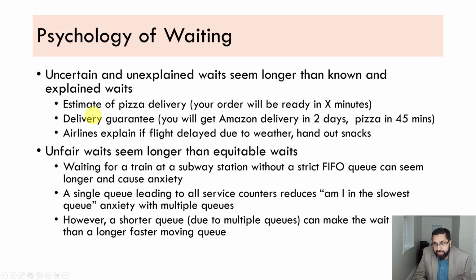Uncertain and unexplained waits seem longer than known and explained waits. That is why a lot of times companies will give you the estimated wait time. So you order a pizza from your phone and they tell you pizza will be ready approximately by this time. Or some companies will give you a delivery guarantee. You'll get your product in this many days. So you don't have an uncertain and unexplained waiting experience.